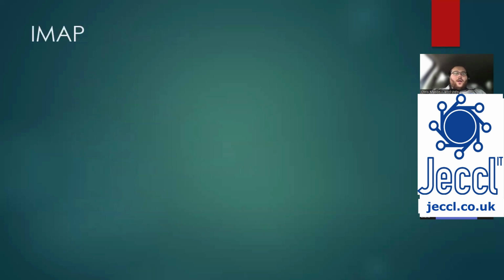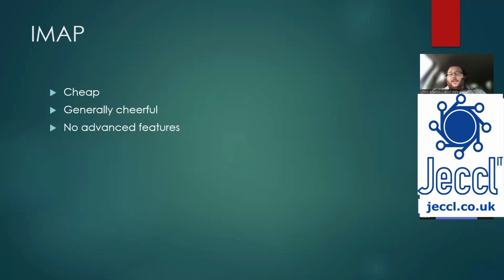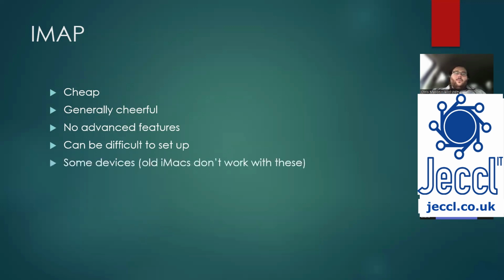So moving on, IMAP. Generally, it's quite cheap. As an example, I charge £12 a year for an IMAP email account. It's really not a lot of money. They are generally cheerful. They're quite clunky. They're not particularly smooth to set up with certain things. You generally don't get advanced features, so it doesn't link into your calendars. It doesn't do contacts and things like that. It's just unfortunately the way it is. It can be difficult to set up because, as I said earlier, it's quite clunky in how it works. It's not a particularly smooth way of accessing it.